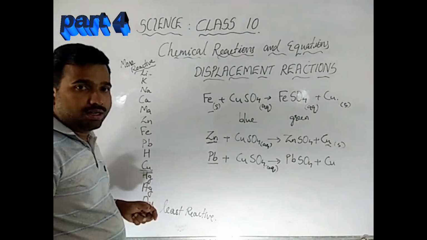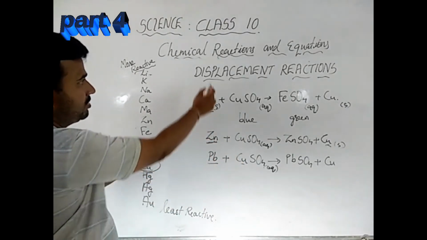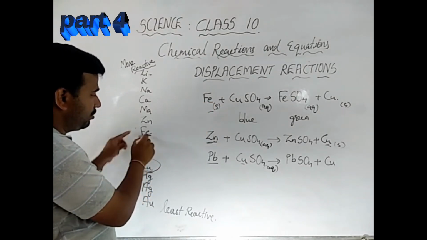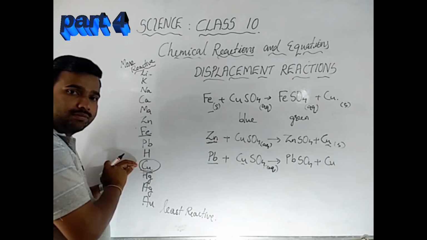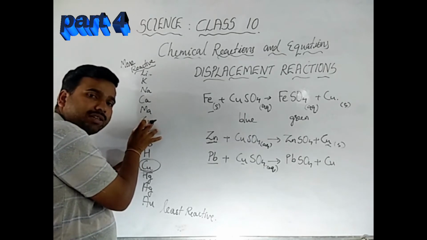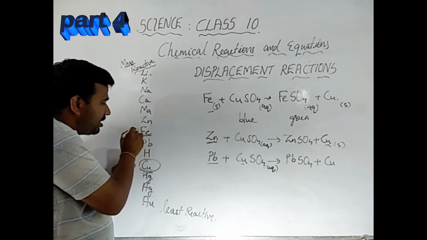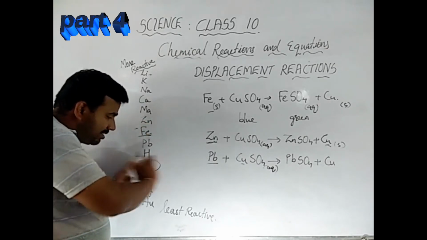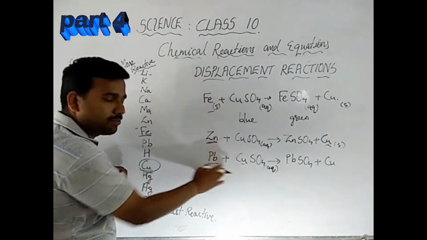Now look at the position of copper here. This is the position of copper, and in the first equation, copper sulfate was reacting with iron. See the position of iron: it is above copper. So we can understand that iron is more reactive than copper. Because iron is more reactive than copper, iron can displace copper from its aqueous salt solution. This is what happens in a displacement reaction.